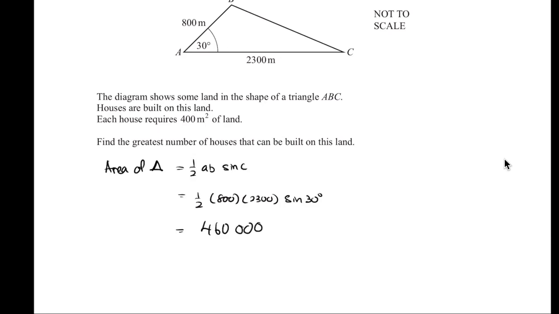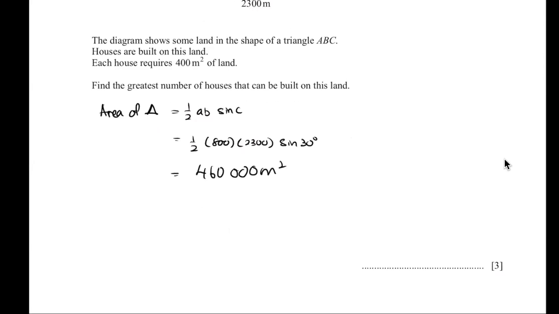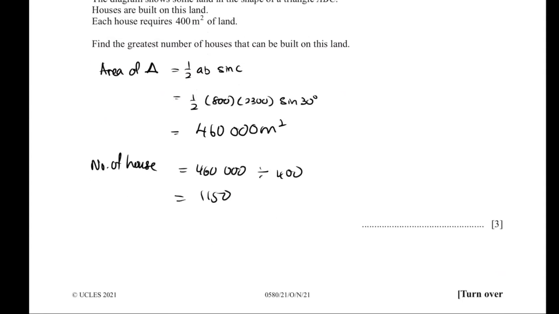460,000 square meters. And then you just find the number of houses. Divided by 400. 1150. Done.